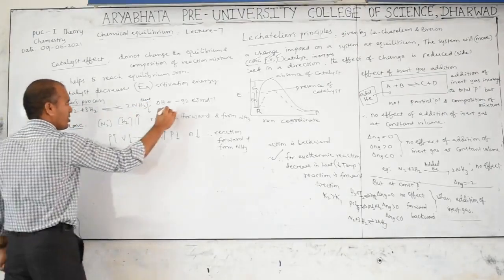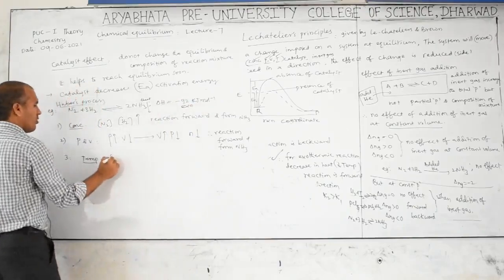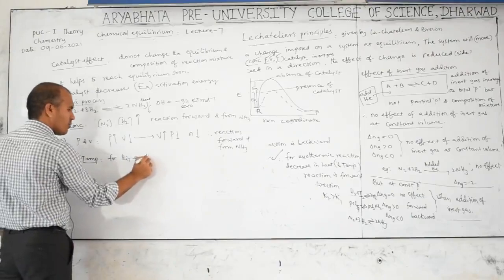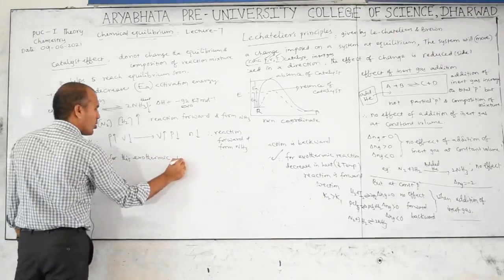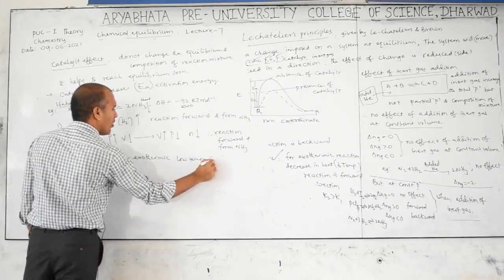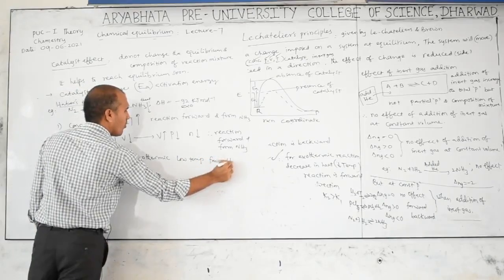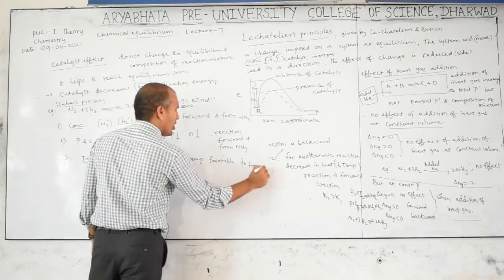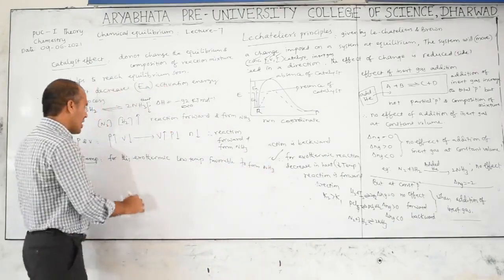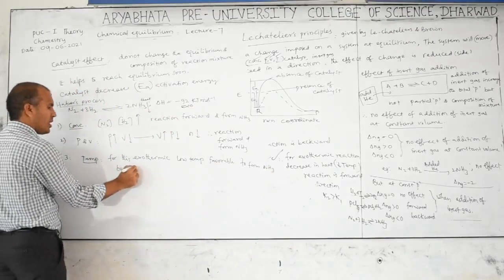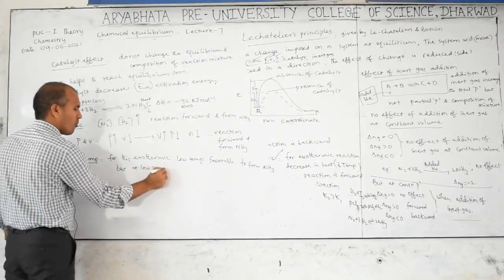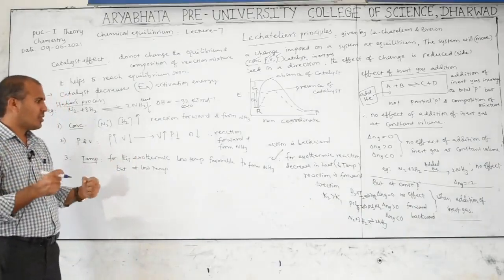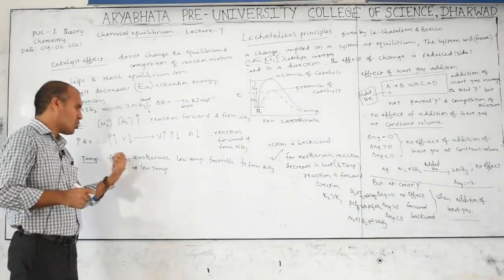So this is which reaction? This is exothermic. For this exothermic reaction, low temperature is favorable to form ammonia, but at low temperature collisions are very less and the rate of reaction is also very slow.